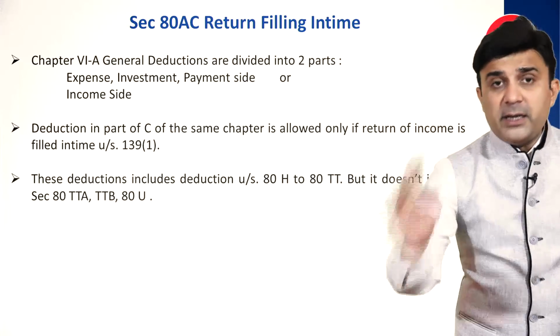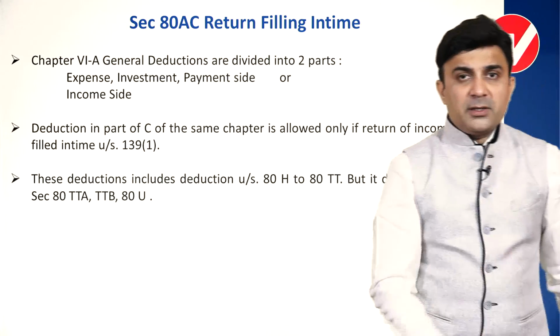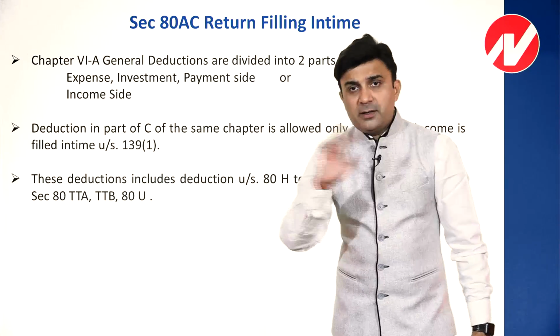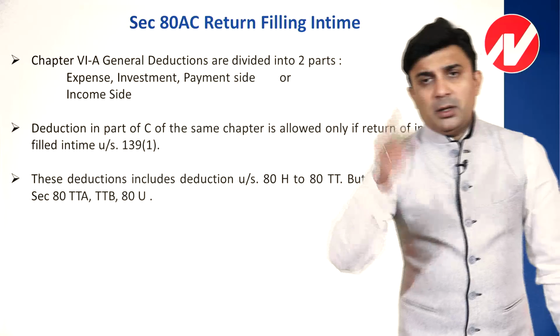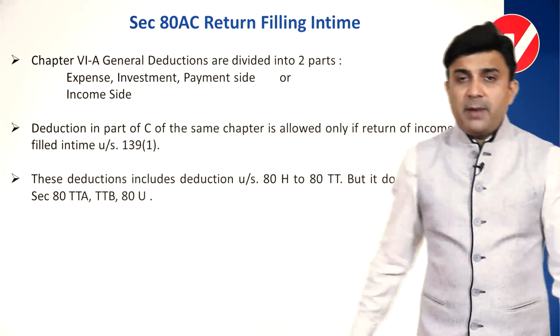After, sorry, 80TT is covered. 80TTA, saving interest. 80TTB, FD interest, I am covering now, which is amended. 80U, that is disability, own disability, physical or mental.